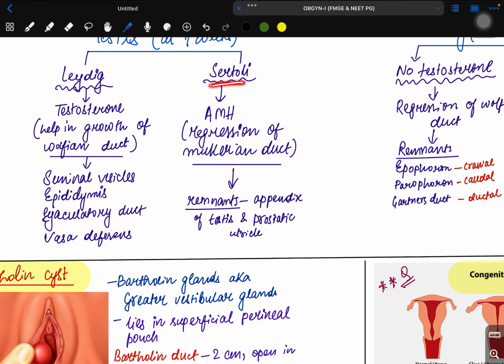The Sertoli cells secrete anti-Mullerian hormone. Anti-Mullerian hormone will help in the regression of the Mullerian duct, and it will give remnants. What will be the remnants? The appendix of the testis and the prostatic utricle.